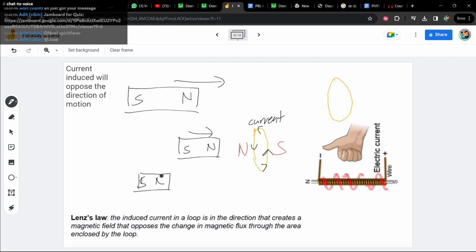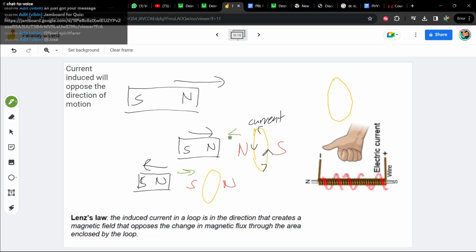So in this case, because we want to oppose the direction of motion, your magnet wants to attract you back. Your coil wants to attract you back, to bring you back. There's a very easy analogy I can give for this, but anyway, your coil wants to bring you back basically.